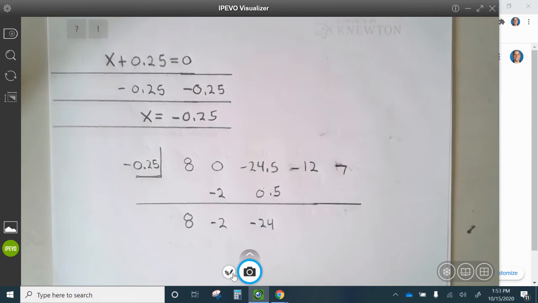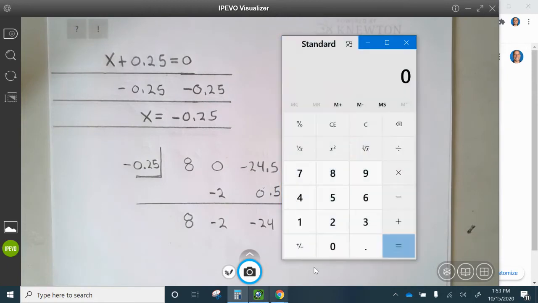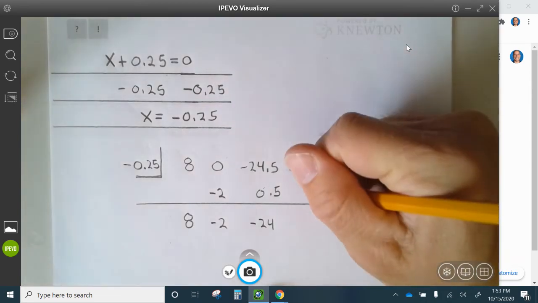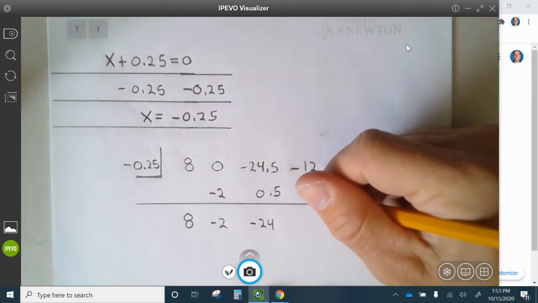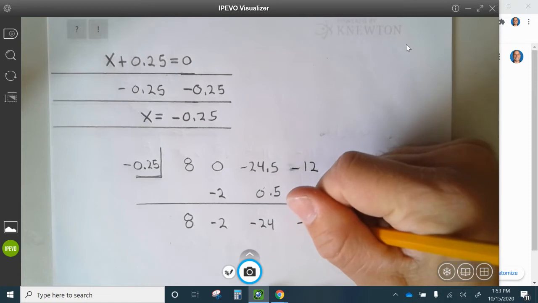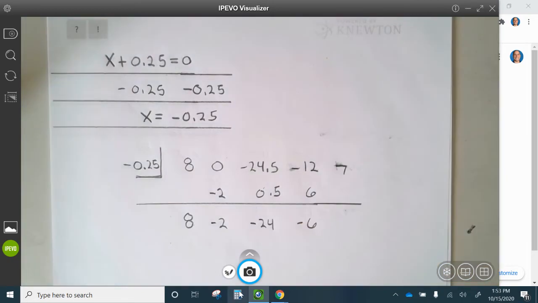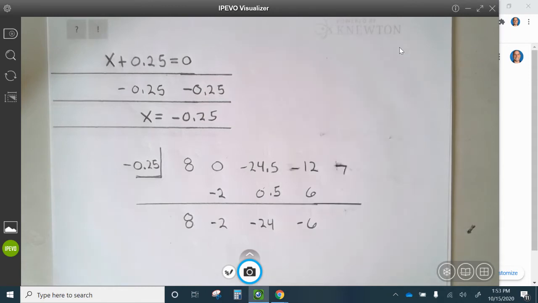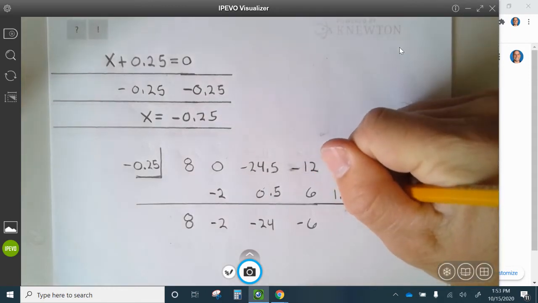And then negative 0.25 times negative 24. Let's put it in the calculator. We know it's positive, so we just have to put 0.25 times 24 equals 6. So that's a positive 6. Negative 12 and 6 combine to be negative 6. And then, again, negative times negative is positive, so 0.25 times 6 is 1.5. And combined, that's 8.5, which is our remainder.